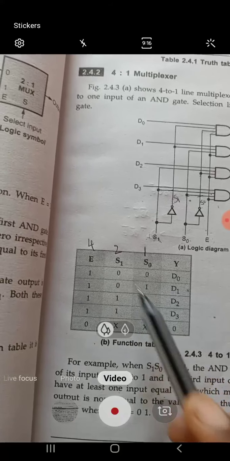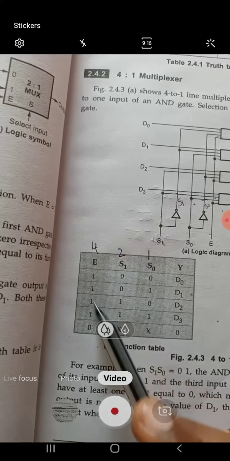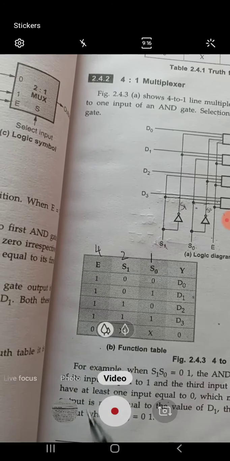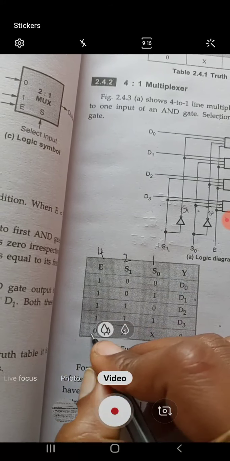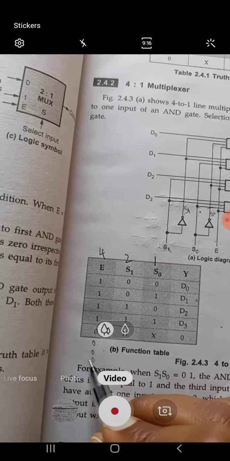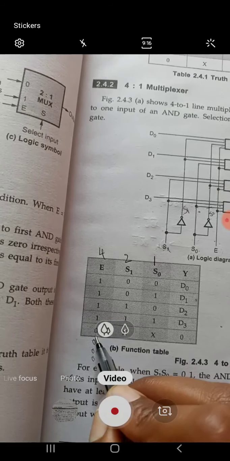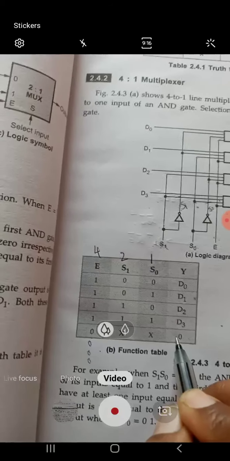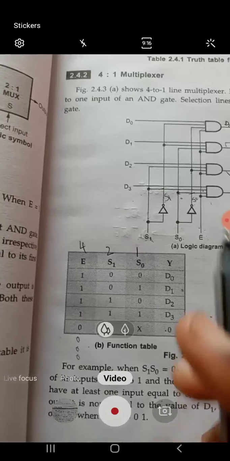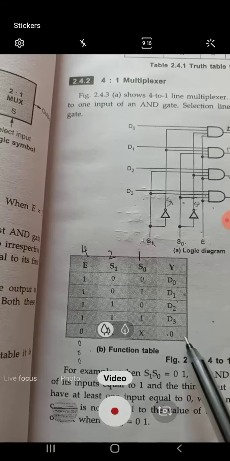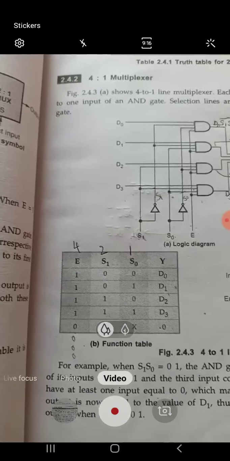Why? Because there is no point in writing the 0 0 0 0 case. Whatever the value of the select lines, if the value of enable is 0, the output is going to be 0. So therefore I haven't mentioned that in the table. Okay, so this is D0, D1, D2 and D3.